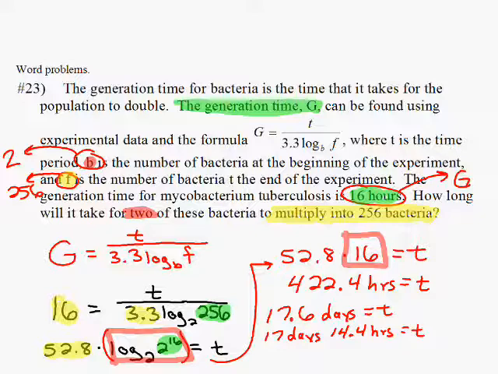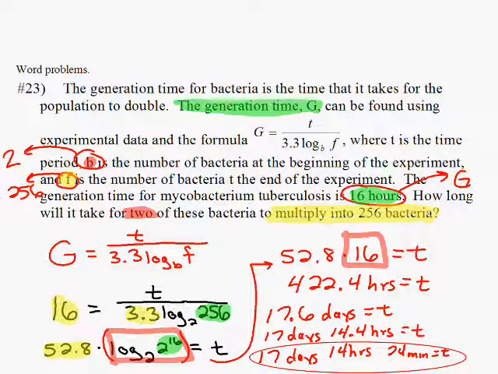But the 0.4 hours bothers me a bit. Let's leave the 17 days. Let's leave the 14 hours. Let's change the 0.4 hours to minutes. To do so, multiply it by 60. Gives you 24 minutes. Not rounded whatsoever. So the generation time, the time period for it to double, is 17 days, 14 hours, 24 minutes.